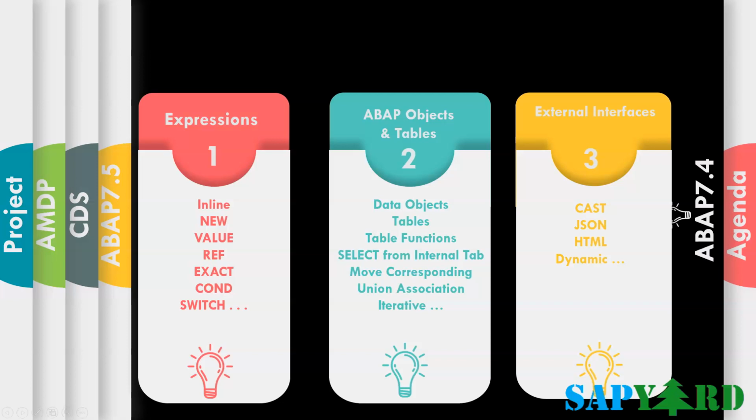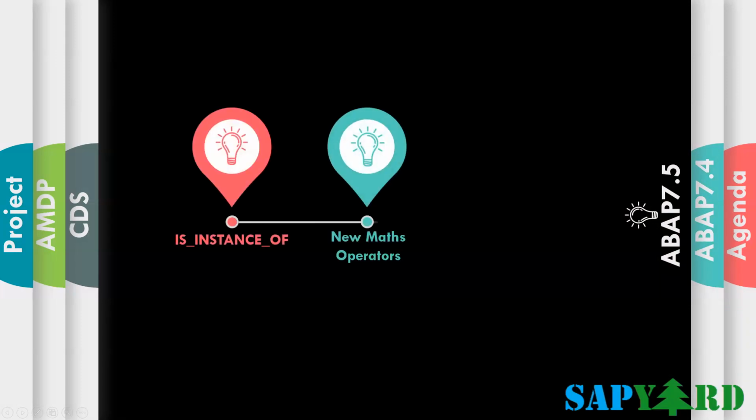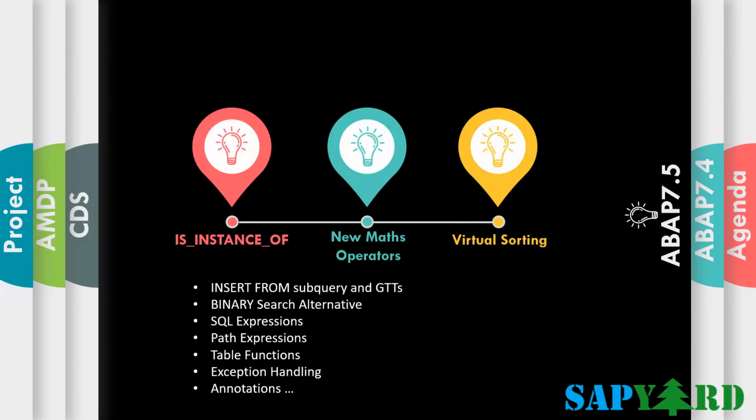ABAP 7.4 introduced an array of modern syntaxes which were really helpful. But with ABAP 7.5, the life of an ABAP developer became even easier. The IS INSTANCE OF construct is one such example.